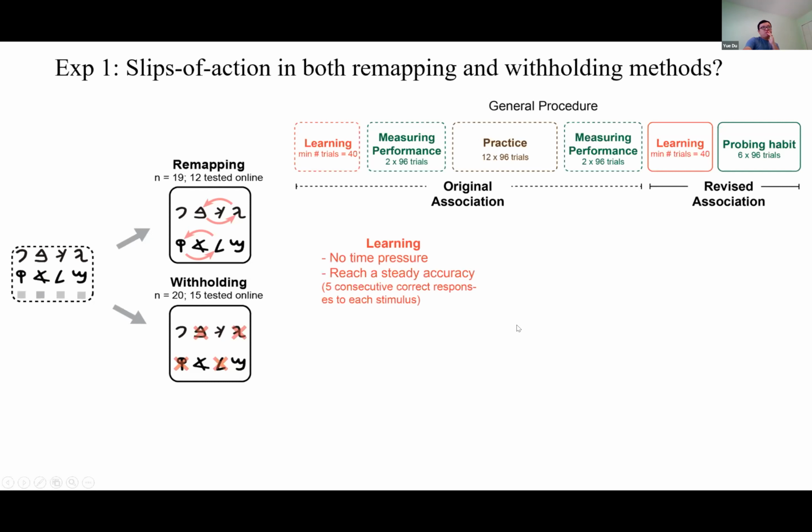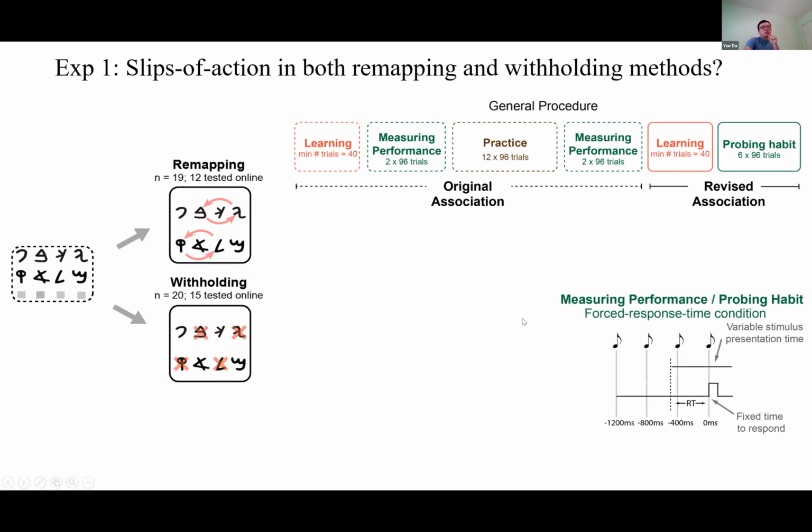And all of these blocks use different tasks. Here we're going to focus on the most important one that we use to probe habits and measure the practice effect on the original association. It is called the forced response time task.